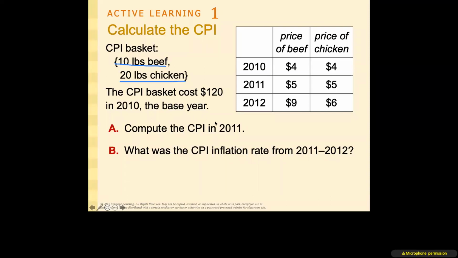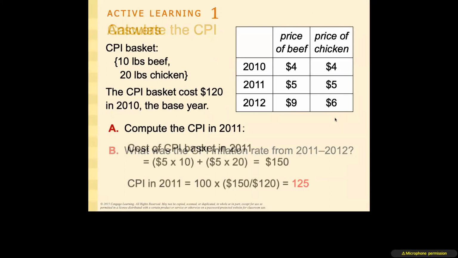So now we need to compute the CPIs in the different years. And what we're given is the base year. So the base year we know to be 120. And then we're going to calculate the inflation rate. Okay, so to calculate the CPI in 2011, what are we going to do?